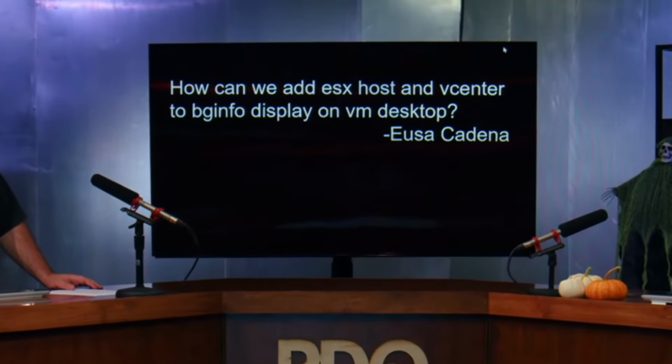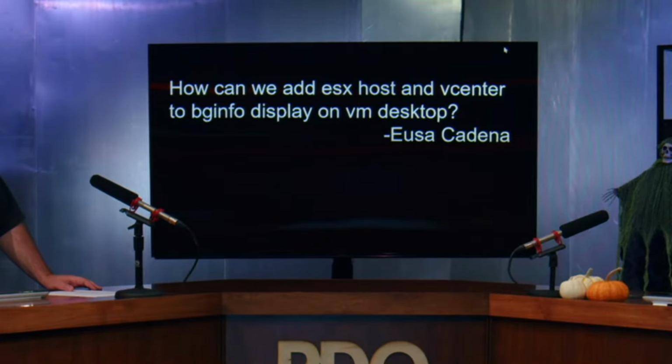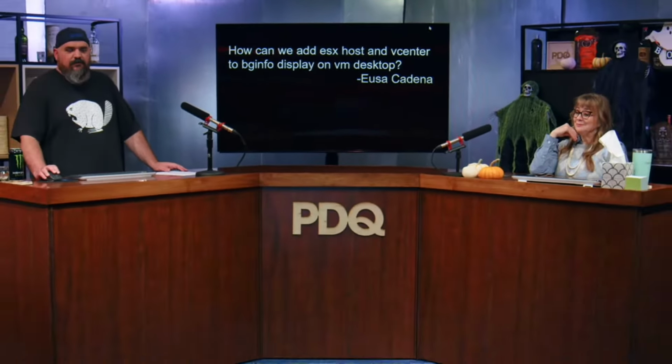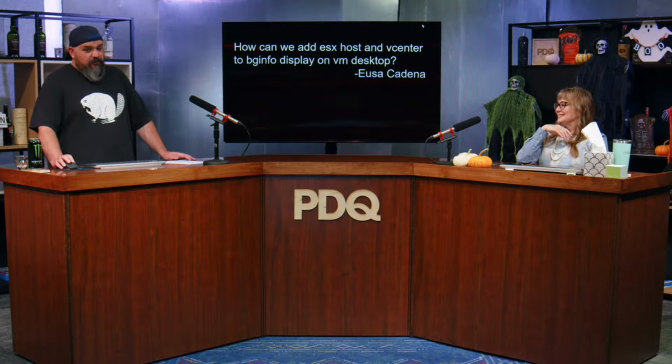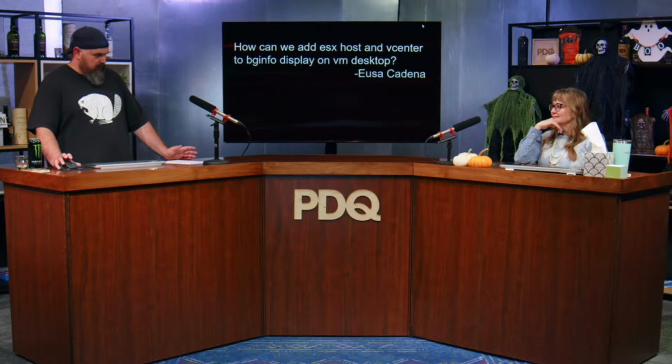How can we add ESX host and vCenter BGInfo display on VM desktop? Yusa Kadena. I'm guessing by changing that file, but you didn't look at the file yet. Yeah, so as far as VMware goes, running BGInfo against the machine, Deploy runs against those just fine as long as it can reach it through DNS. As far as customizing and adding that information, it is going to be customizing the blank file that I built, and I just did not dive into that one.